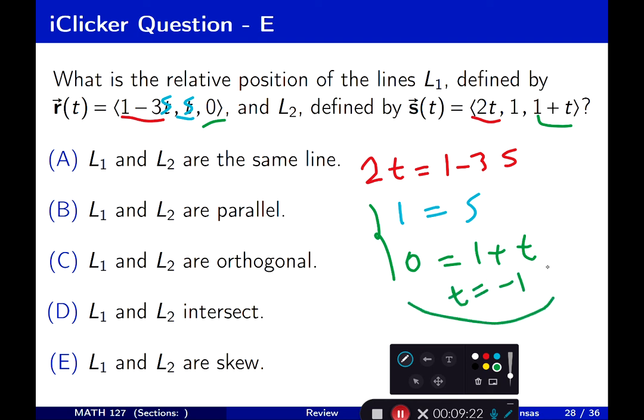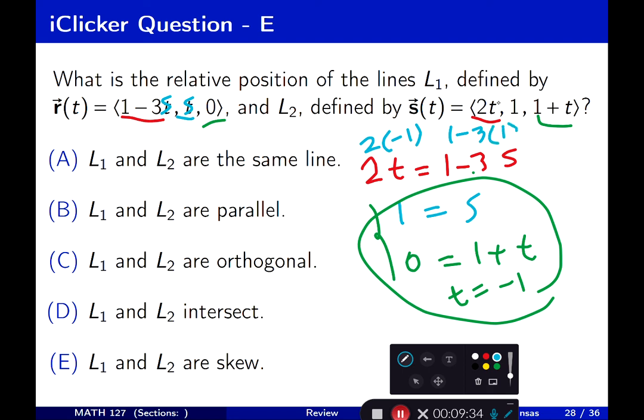Let's plug these two values back into here. So what do I get? I get 2 times -1 and 1 minus 3 times 1. It turns out that the two are the same values, so they actually intersect.